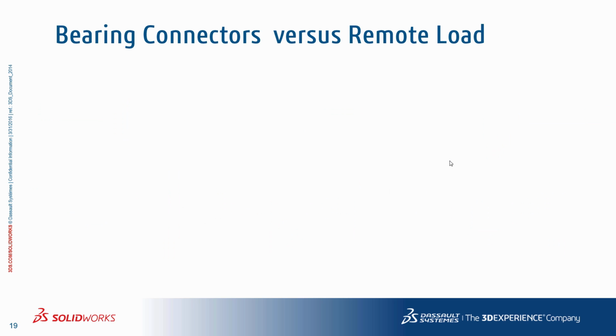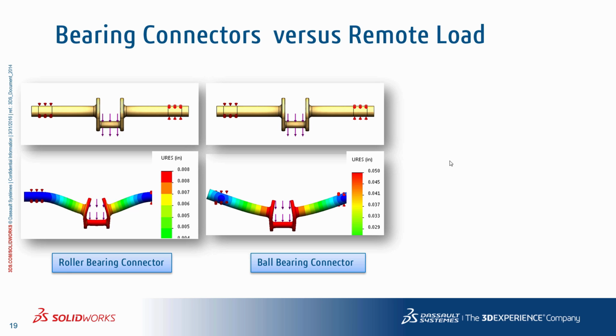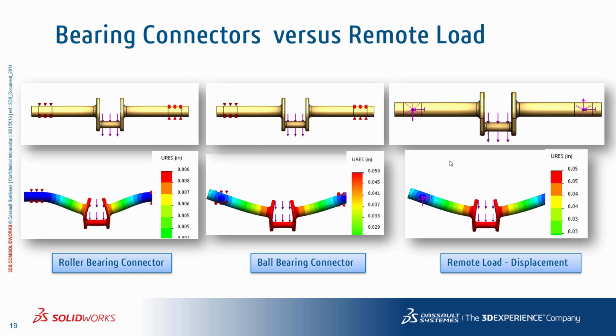Let's look at a couple of bearing connector options and compare the results with the remote load scenario. So in the first case, a roller bearing connector is applied to the shaft face. So the shaft is held pretty rigidly with this connector, more like applying a fixed restraint on the shaft face. You can clearly see the maximum displacement is about 8 thousandths of an inch. The second case, a ball bearing connection, shows a much larger displacement due to its off-axis rotational effects. And finally, in the third case, a remote load displacement restraint was applied at the geometric center of the bearing surface and allowed to rotate freely. And here the displacement clearly shows more or less the same response as the ball bearing.